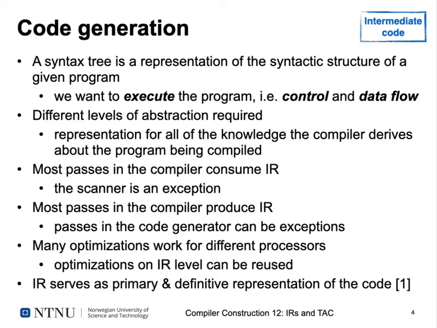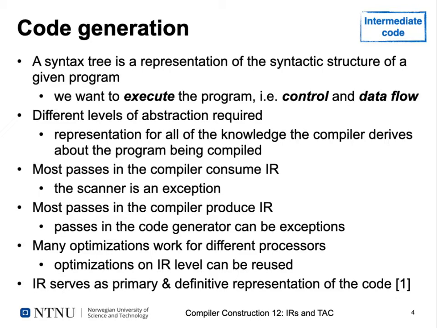We know our syntax tree is a representation of the syntactic structure of the program we are trying to compile. But obviously we not only want the syntactic structure, but we want to execute our program. So that means we need information about the control flow as well as the data flow. And this implies that we need different levels of abstraction here. So we need some sort of representation for all of the knowledge that the compiler was able to derive from the stages we have analyzed so far, so scanning, parsing, type analysis, and this is a good idea to introduce a new representation here, and we call this an intermediate representation.